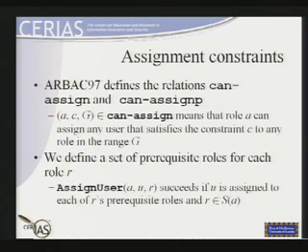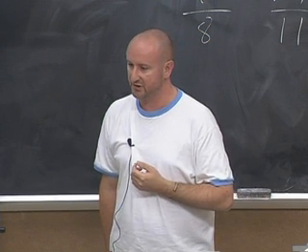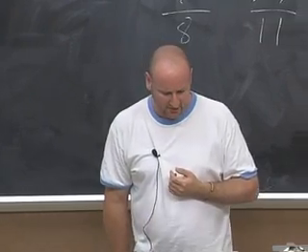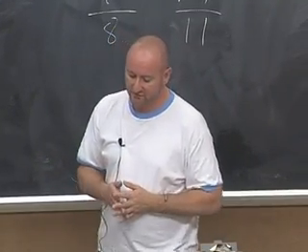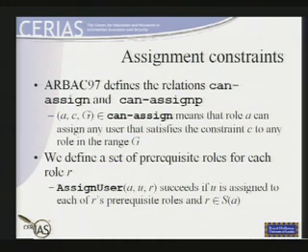Now, you might want a slightly richer model for controlling assignments of users to roles. And RBAC 97 has these relations which specify some preconditions that have to be satisfied before a user can be assigned to a role. Well, this is quite straightforward in my model as well. You basically define a set of prerequisite roles which act in the same way as this constraint C in the can-assign relation of RBAC 97.